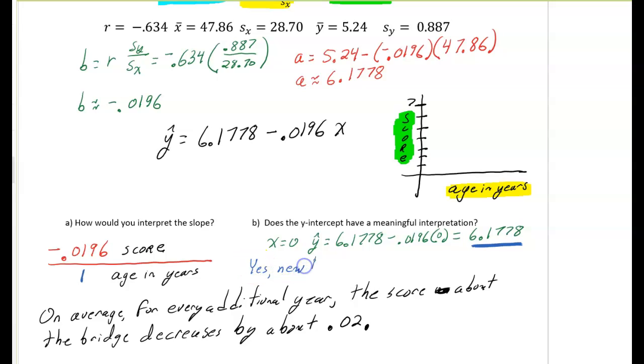New bridges have a score of about 6.2, and I'm going to put the words on average again, since it is using the least squares regression line. So some new bridges probably score a little higher, some new bridges probably score a little less, and then over time they need to continue to maintain them and keep that score above 5 so it's a useful and safe bridge.